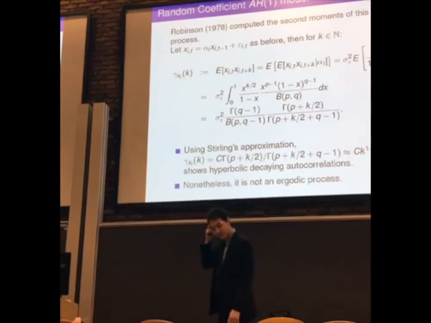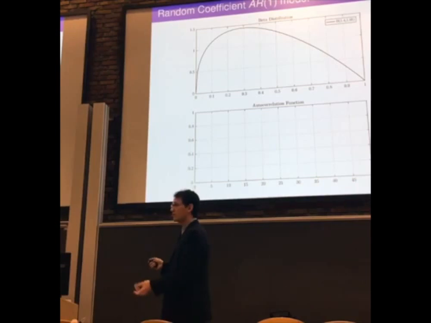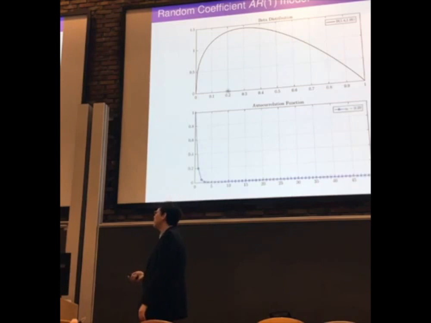Still, the problem with this random AR coefficient is that it's not ergodic. What I mean by that, let me show you a graph, which I hope helps to tell you why that is the case. I have the beta distribution on top, so I'm going to sample this coefficient from the AR1 process, and below I'm going to show you the autocorrelation function related to that particular coefficient I sampled. So let's start with the first one.